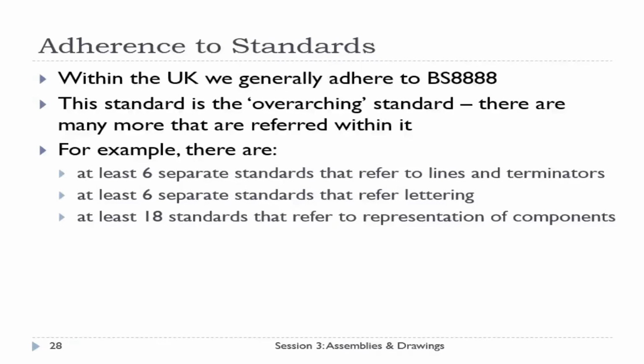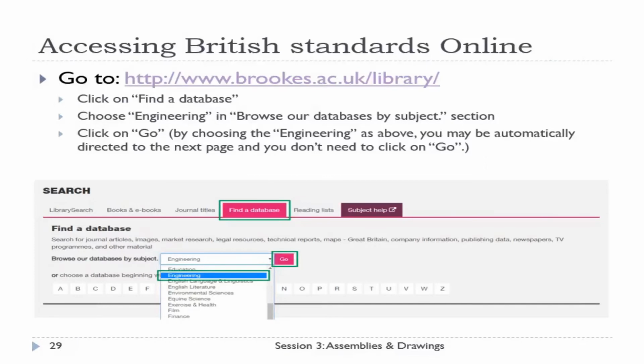Within the UK, the BS 8888 standard is generally followed, and this is a sort of index standard for a collection of different relevant ISO standards. So there are many more standards which are referred to within BS 8888. So for example, there are at least 6 separate standards that refer to lines and terminators, and similarly 6 separate standards that refer to lettering, and at least 18 standards that refer to representation of components. So as said earlier, it's an indexing standard using many other ISO standards.